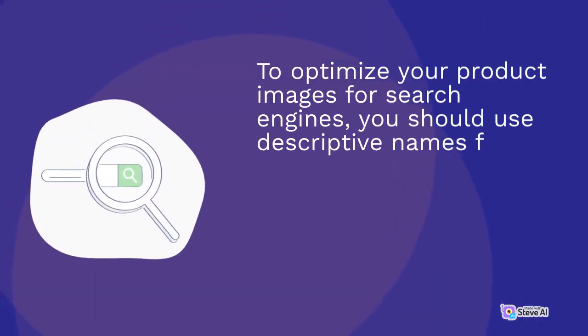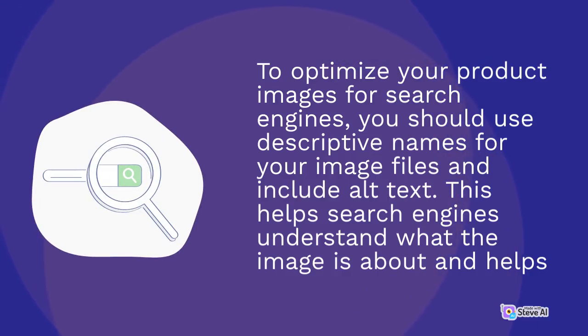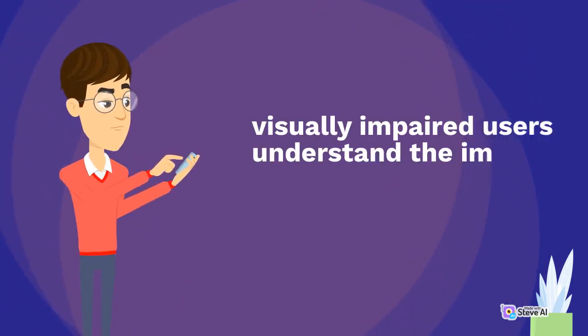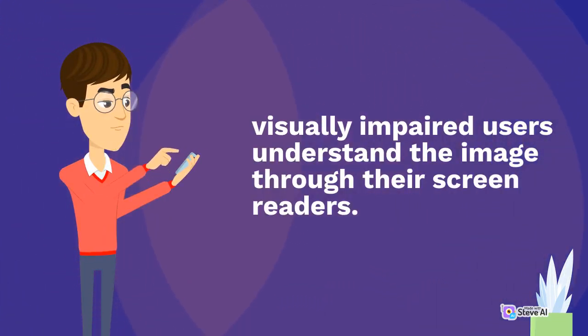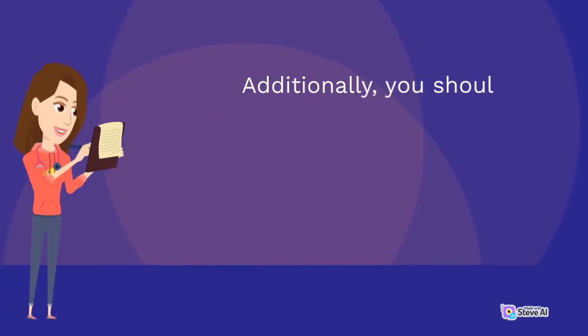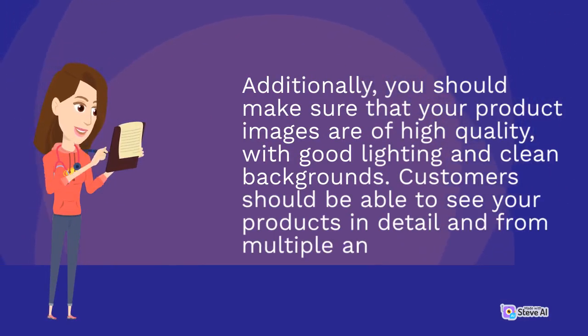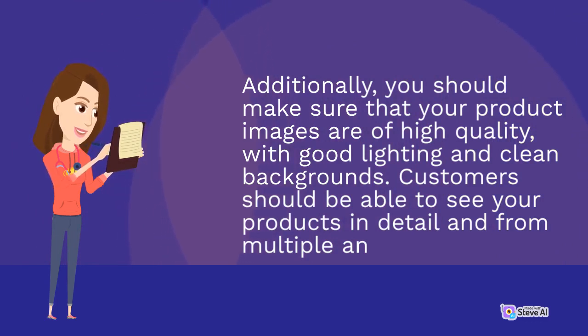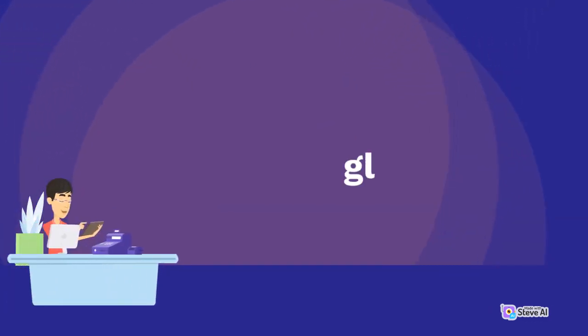To optimize your product images for search engines, you should use descriptive names for your image files and include alt text. This helps search engines understand what the image is about and helps visually impaired users understand the image through their screen readers. Additionally, you should make sure that your product images are of high quality, with good lighting and clean backgrounds. Customers should be able to see your products in detail and from multiple angles.